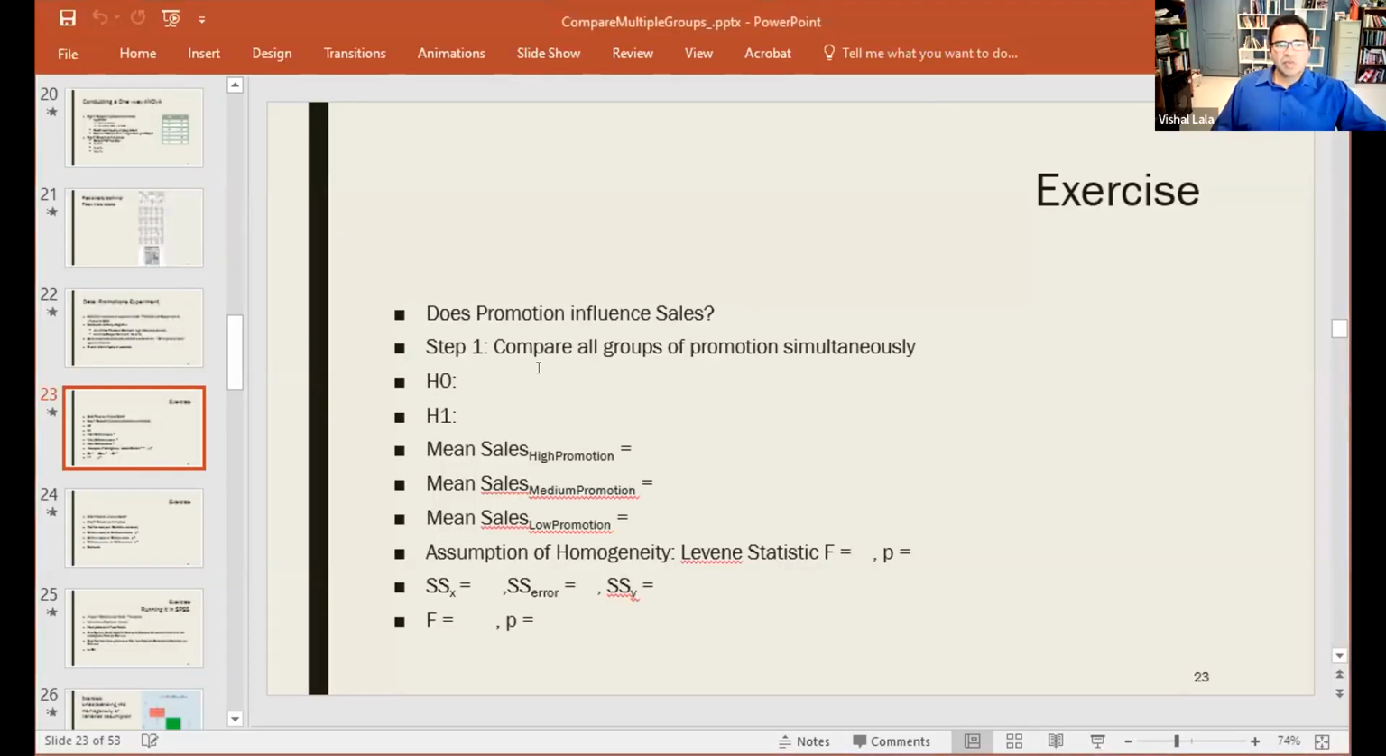So the exercise we're going to work on is this one here. Our question is, does promotion influence sales? That's a big question here. We know our variable promotion has 3 levels. It's a factor and it has 3 levels. So our first step is going to be to compare all the groups of promotion simultaneously.